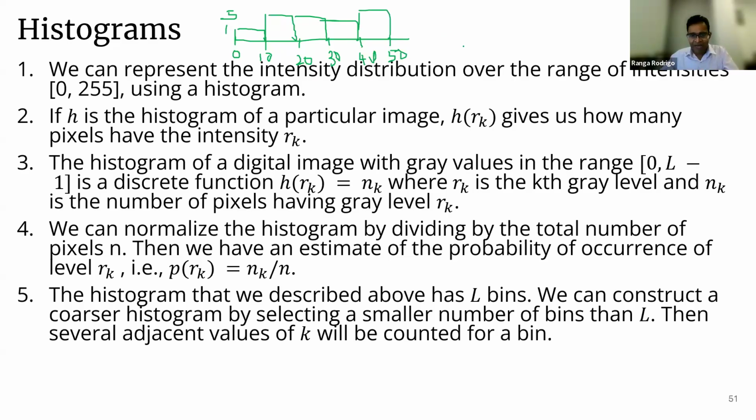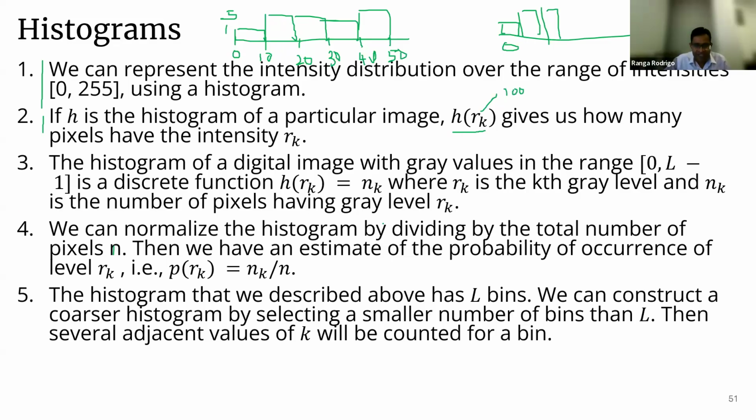So for images also we can do that, but for images it's not like 0 to 50. We have 0 to 255. How many pixels have intensity 0? How many pixels have intensity 1? How many pixels have intensity 2? And so on. Right? How many pixels have intensity 255? This is histogram, very easy, right? So we can represent the intensity distribution over the range of intensities using a 0 to 255 histogram. If H is the histogram of a particular image, h(rk) gives us how many pixels have the intensity rk. Maybe it's like 100. Like how many pixels have intensity 100. That's what you're asking.